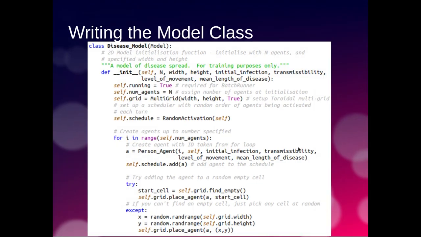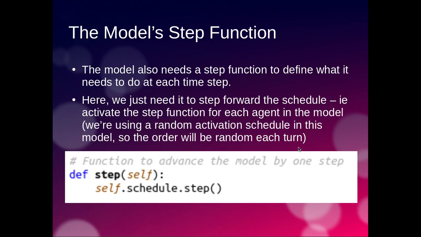Okay, so hopefully you've had a chance to write that now, and you've got a better understanding of what's going on in the model constructor. So we need to write another function in the model class, and as with the agent, we need to write a step function. Again, as we did with the agent, the step function is going to define what the model needs to do at each time step. Now, in this model, all we need the step function to do is basically just step forward the schedule, i.e. activate the step function within each agent according to the schedule that we selected.